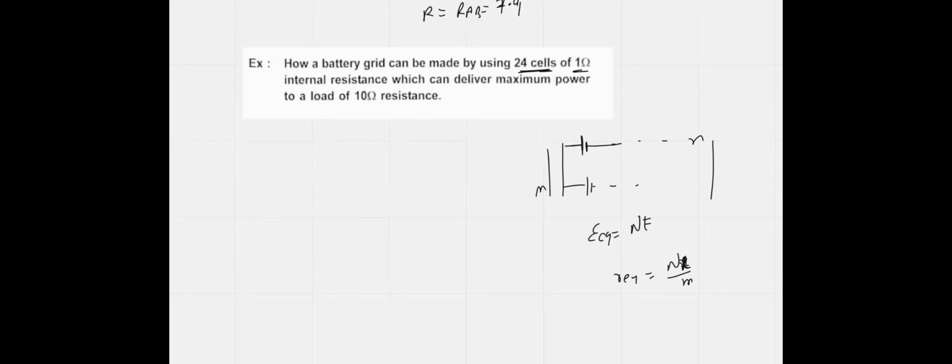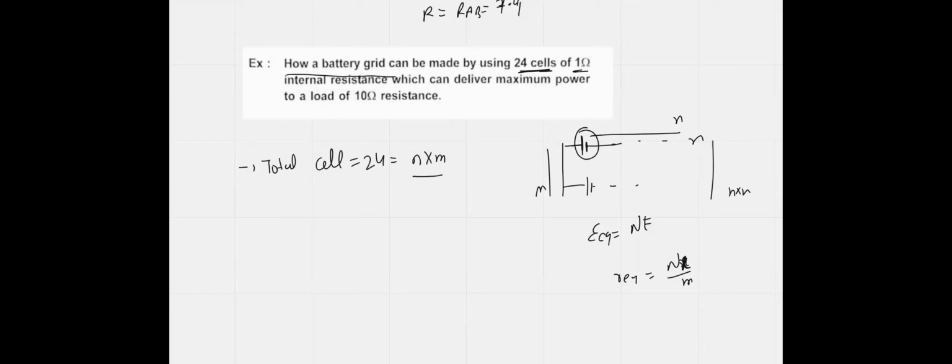So here, what is given to me? If I ask you how to calculate the total number of cells, you can simply see I have n cells here, m cells here. What is the total cells? n into m. So here also they are given n into m. Total cells is given as 24. My task is how I should apply this, because they are saying how a battery grid can be made.